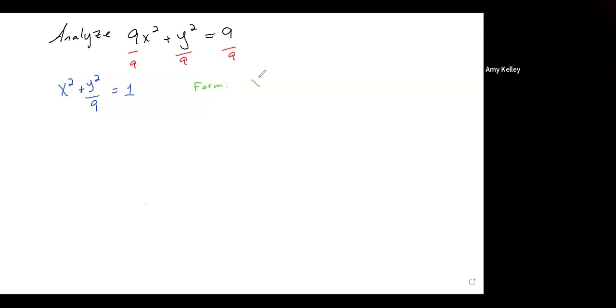Note that the form of this equation is x squared over b squared plus y squared over a squared equals 1. In the equation of an ellipse, a squared always corresponds with the length of the major axis, and that's going to be the longer axis. Since x squared can be considered as x squared over 1, and 1 is less than 9, our major axis is going to fall along the y-axis. And our minor axis is going to fall along the x-axis.